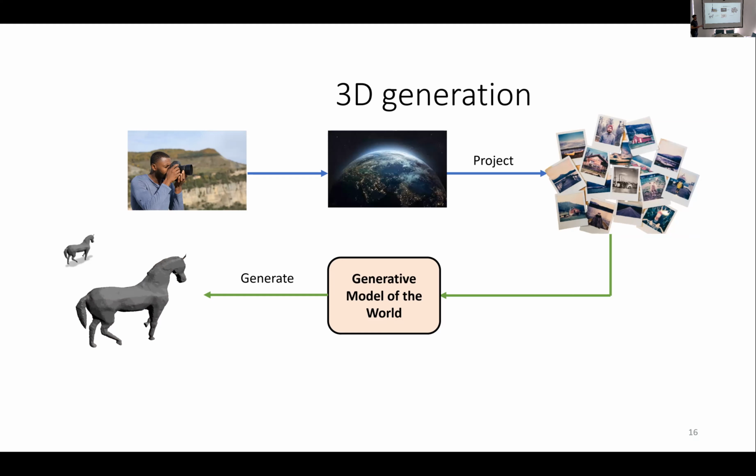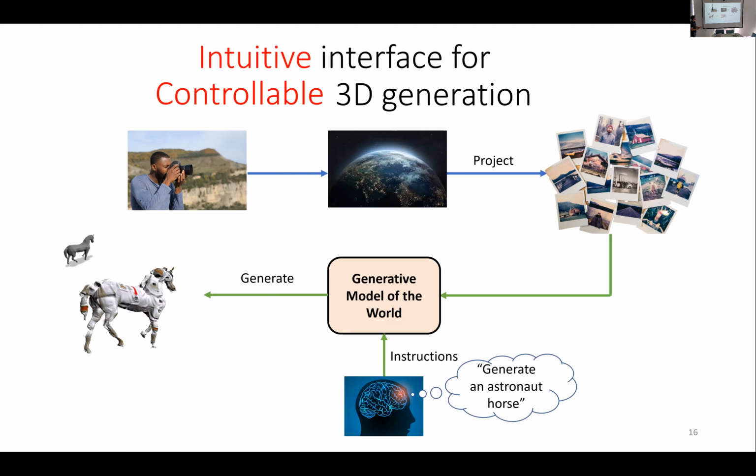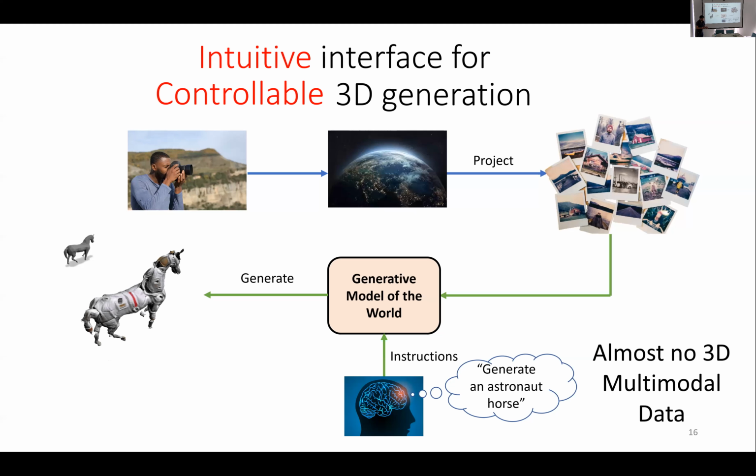So you might not only want to reconstruct what is visible or what you see in the world, but you want to generate novel objects or novel scenes, and you want to do it in an intuitive way. So you want to enable any human to give instructions and be able to then manipulate or generate novel objects in the world. And this is even more challenging because not only do we not have 3D data, we don't have 3D multimodal data that incorporates text and 3D.